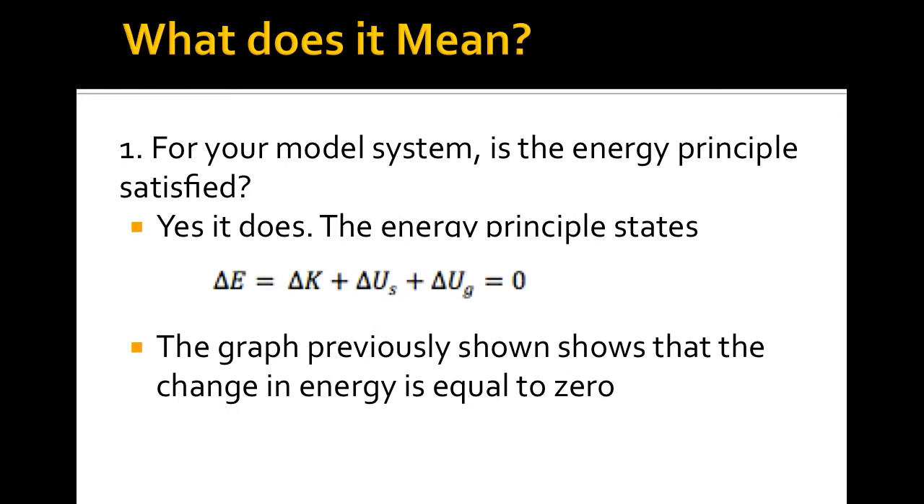So what does it mean? First question was, for your model system, is the energy principle satisfied? Yes, it does. The energy principle states that the change in energy equals the change in kinetic energy plus the change in potential energy due to the spring plus the change in potential energy due to gravity equals 0. The graph previously shown shows that the change in energy is equal to 0.